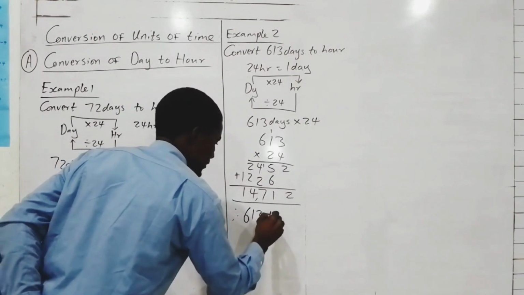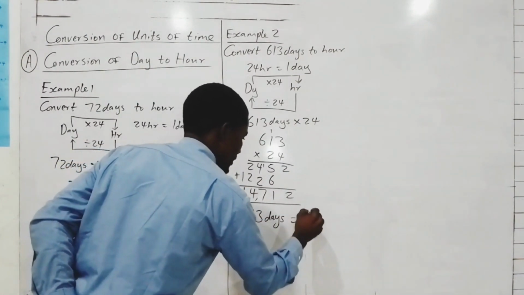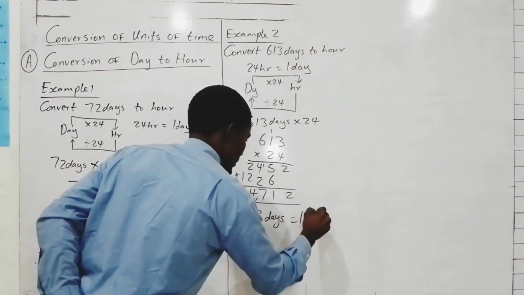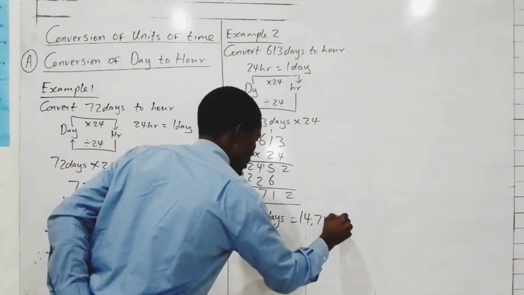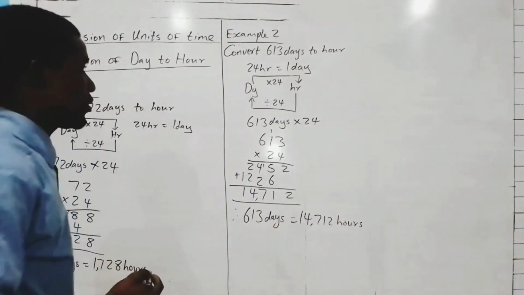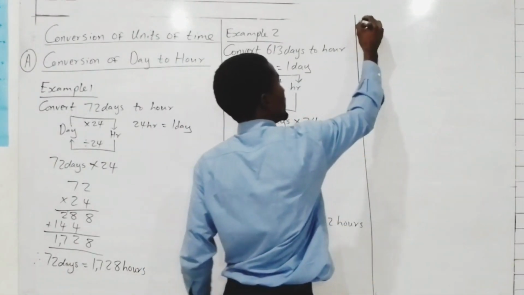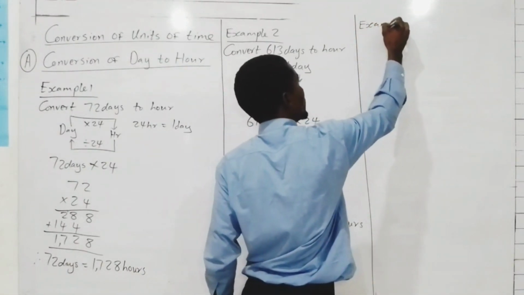Therefore, 613 days equals to 14,712 hours. Let's take another conversion. Example 3.